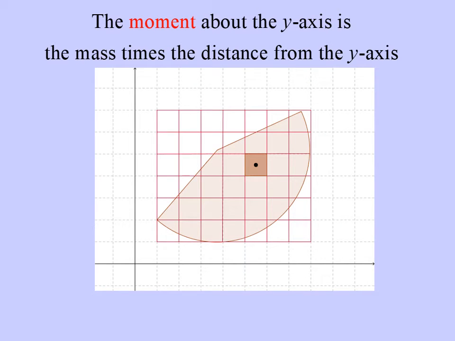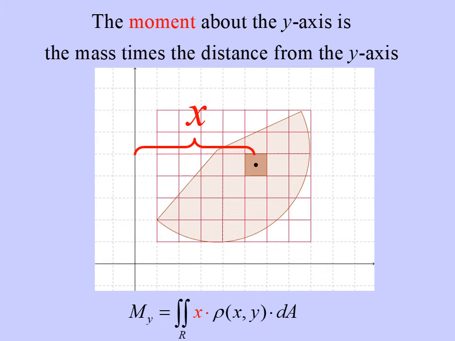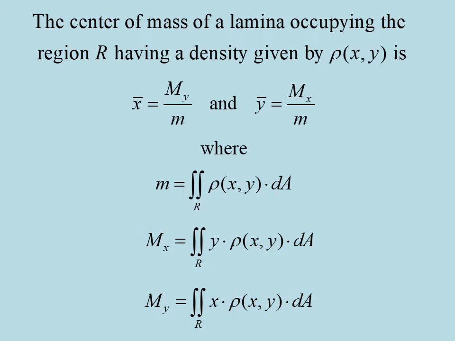And notice how it's inside of the integral. And if we wanted the moment about the y-axis, it would be the mass times the distance from the y-axis. And again, we can refer to that distance by the letter x. We may have to call that something different on occasion, but it's the distance from the y-axis. So notice we take the same mass integral that we started with, insert an x inside the integral to represent the distance, and then perform the double integral.